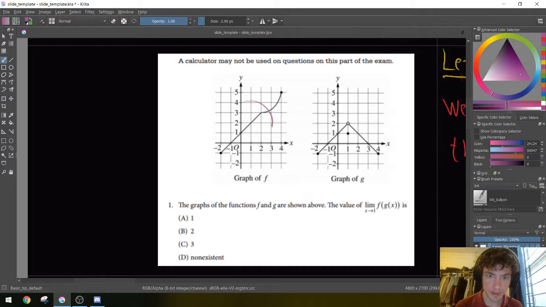And then there's this other function f on the left. So they ask us to find, no proof because it's multiple choice, just find what is the value of the limit as x goes to 1 of f of g of x. So this is composed, f of g of x. So that should take maybe about 10 seconds to figure out.